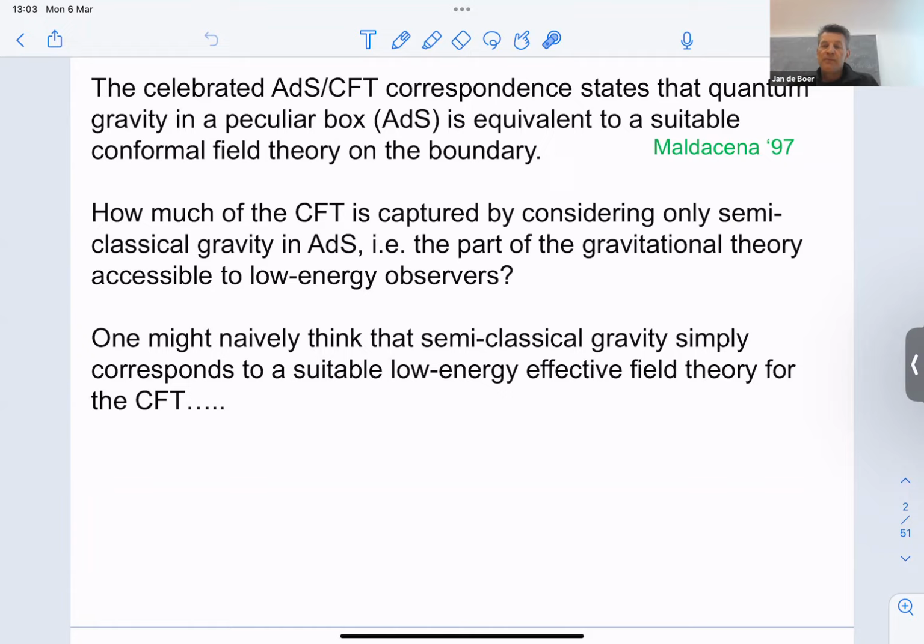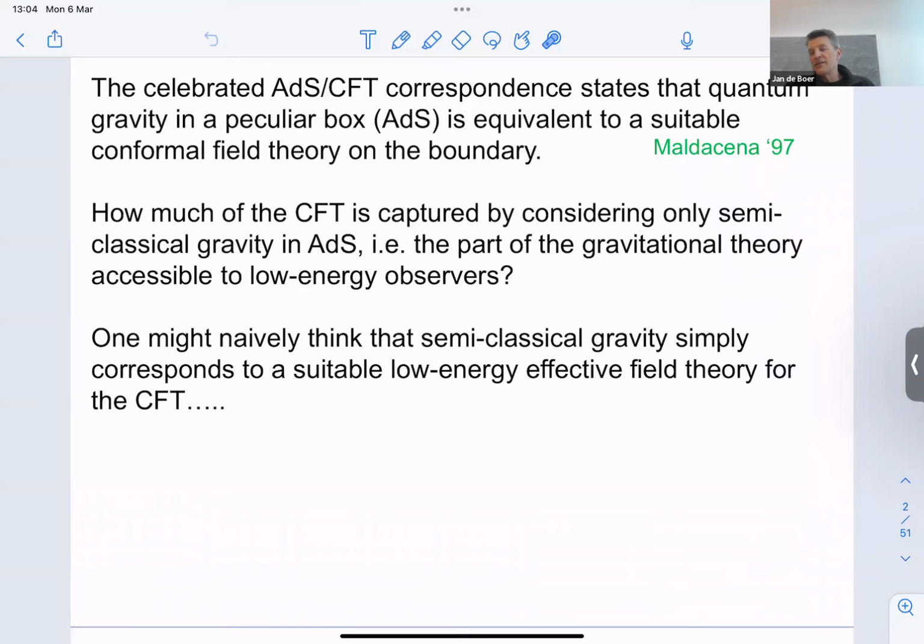So suppose that all that you have is a semi-classical theory of gravity in AdS. What part of the CFT is captured by that semi-classical theory? And you might naively think, because semiclassical gravity is some sort of low energy effective field theory, that it is going to be dual to a suitable low energy effective field theory approximation to the conformal field theory. What would be more obvious than saying that low energy effective field theory in the bulk is the same as low energy effective field theory on the boundary?